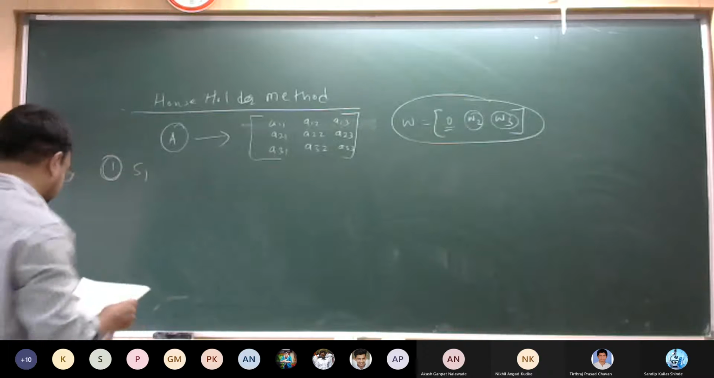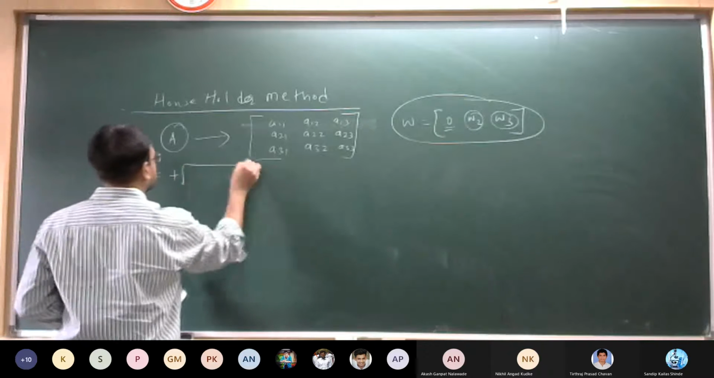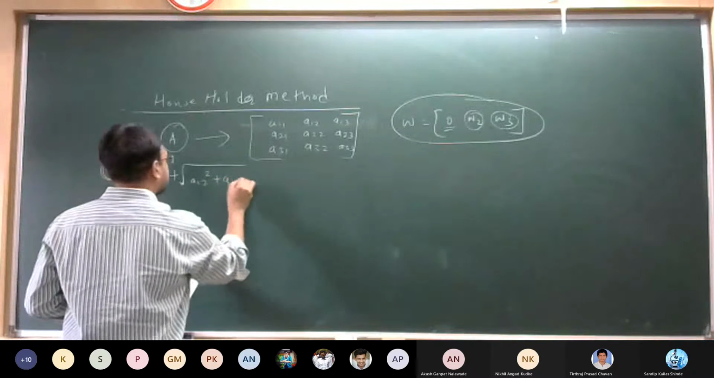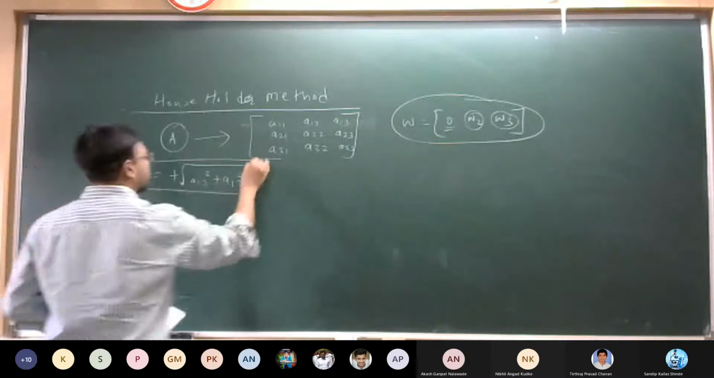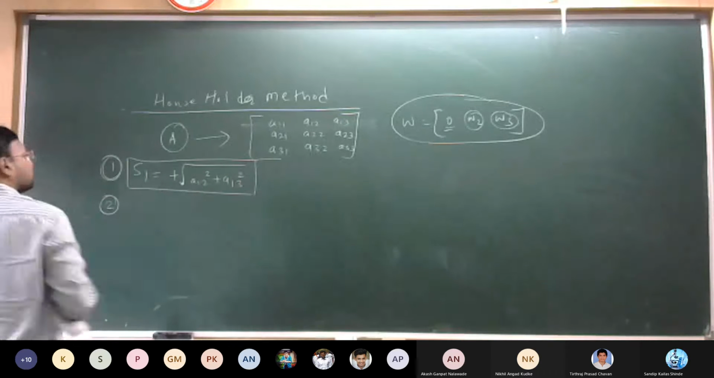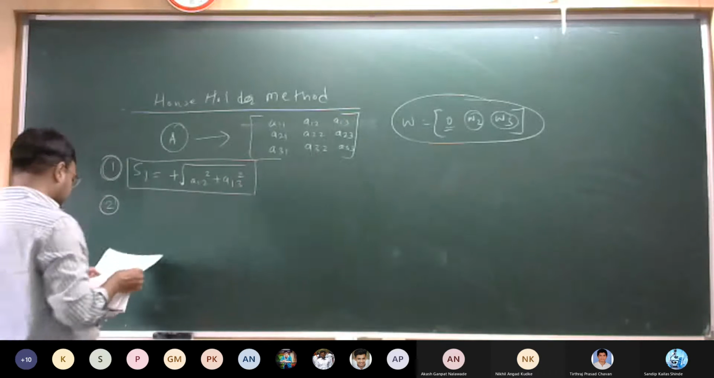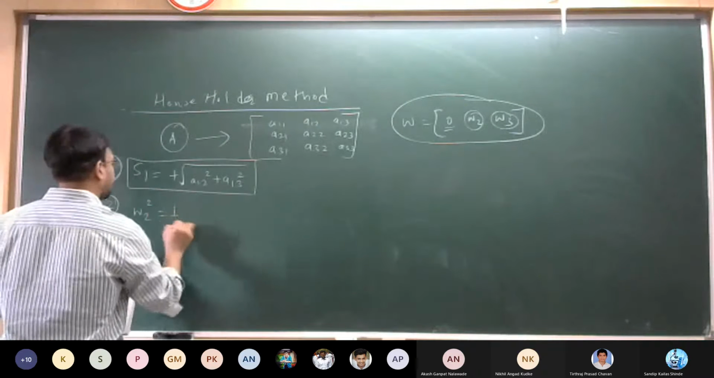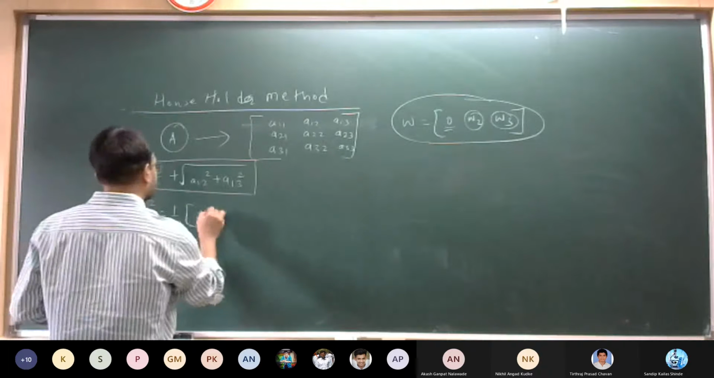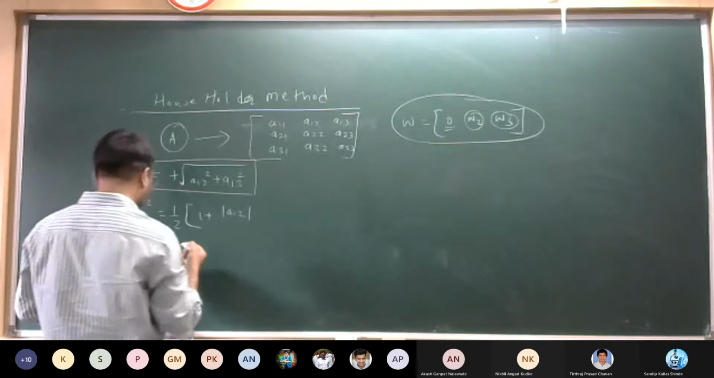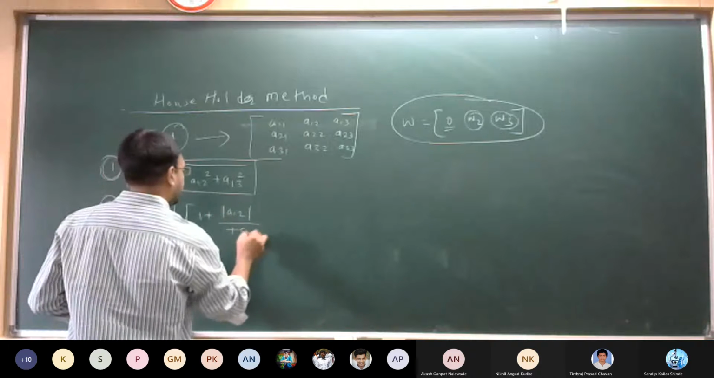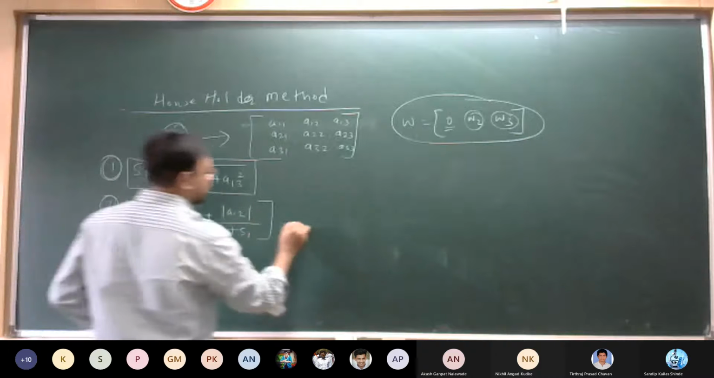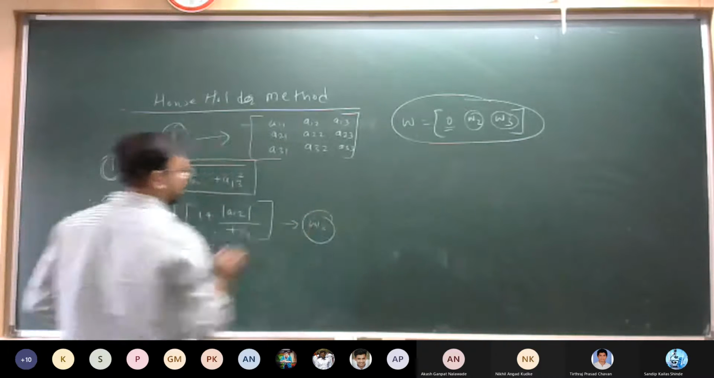First, the S1 value will be calculated as the square root of A12 square plus A13 square. This is the first formula we need to remember. Then W2 we have to calculate. W2 square is equal to 1 half of 1 plus the absolute value of A12 by S1. Using this formula we can calculate the W2 value.